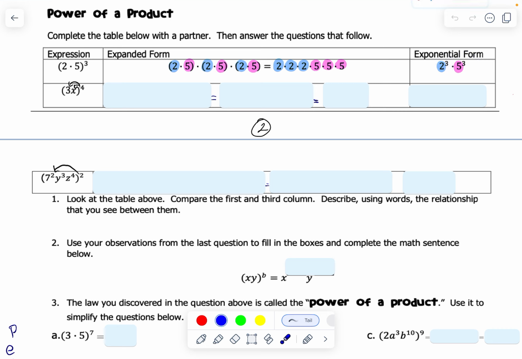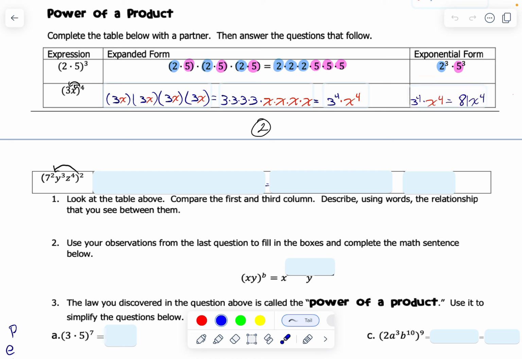Go ahead and try that here in expanded form with the next 2, and unpause the video when you're ready. So if I do 3x to the 4th, I could write out 3x 4 times, and now I can rearrange it. I'm going to have 4 3s multiplied together and 4 x's multiplied together, so I get 3 to the 4th times x to the 4th. Or, because I can take 3 to the 4th and get 81, I get 81 x to the 4th.